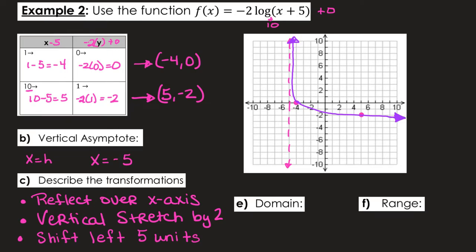So let's go ahead and answer our domain and range questions. For domain, looking at this, remember we were restricted going to the left by the vertical asymptote at negative 5. So we'll have negative 5, all the way to positive infinity. So parentheses, parentheses, or you could say x is greater than negative 5. And then for our range, we have negative infinity to positive infinity, and we could also say all real numbers.